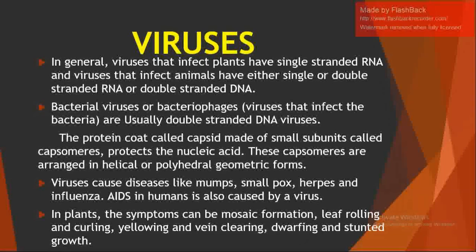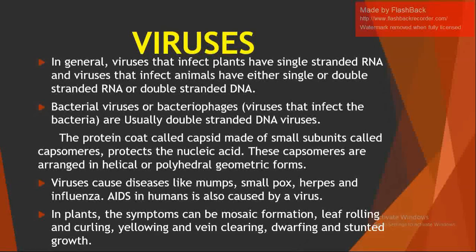In plants, the symptoms can be mosaic formation. Mosaic means patches. Have you seen mosaic tiles at your home? Many patches are there. Such patches show decolorization or yellowing of the leaves, that is also called decolorizing. It also causes leaf rolling. The leaves of the plants get rolled up, curling of the leaves is seen, yellowing and vein clearing.